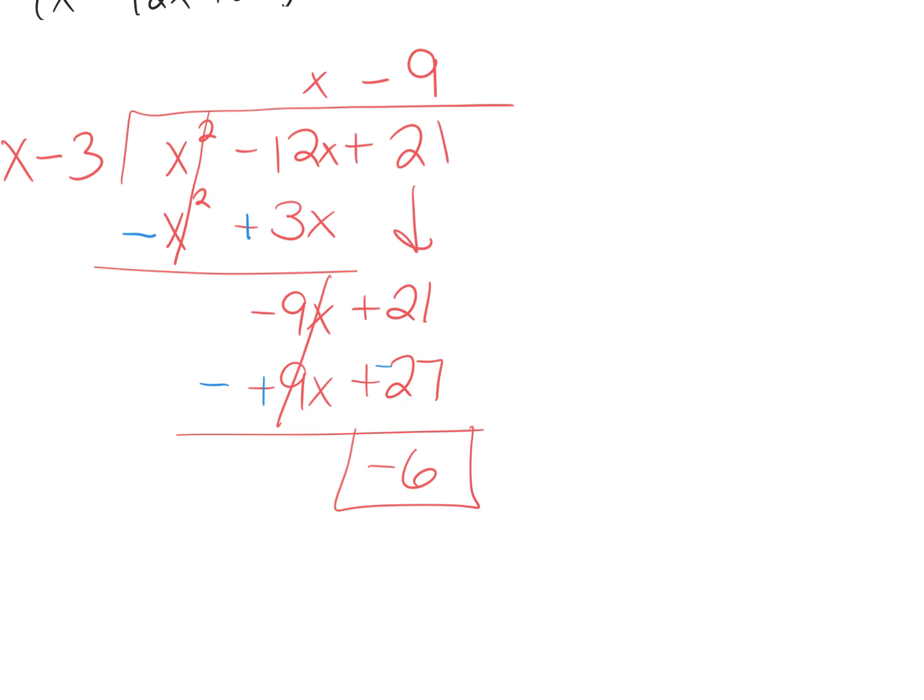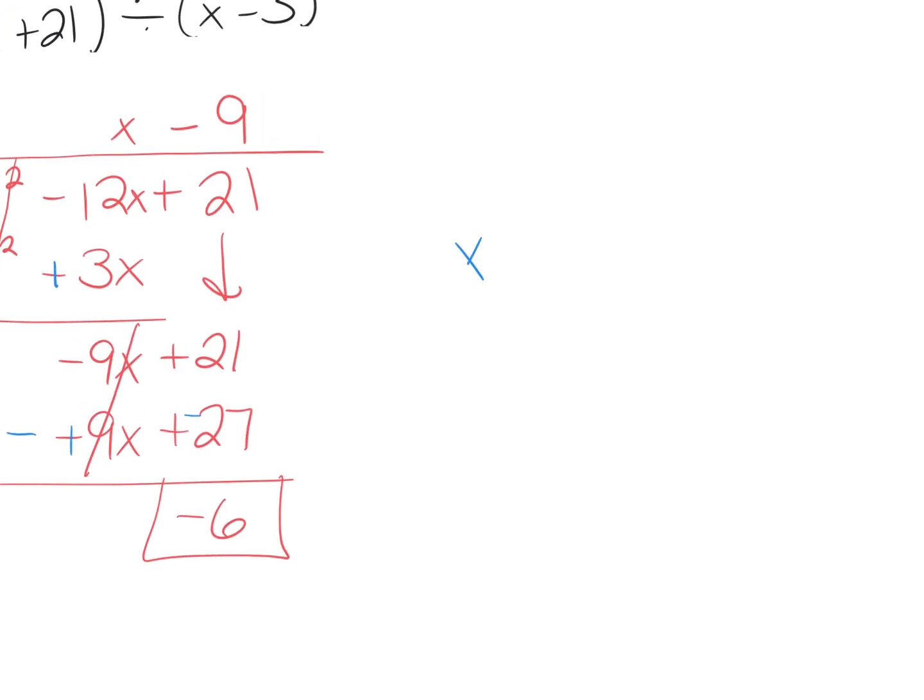Remainder. How do I write my answer? X minus 9 plus negative 6 over x minus 3. Yep, it's always the remainder over what you divided by. If you also had this as an answer, that is okay too. They both mean the same thing. Okay?